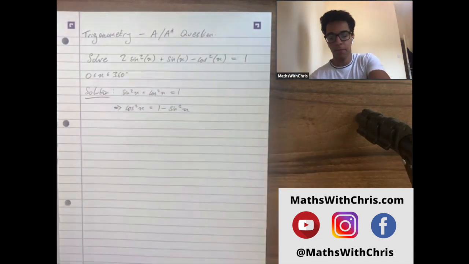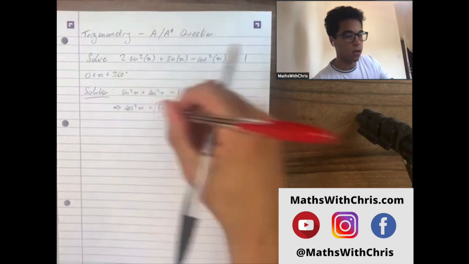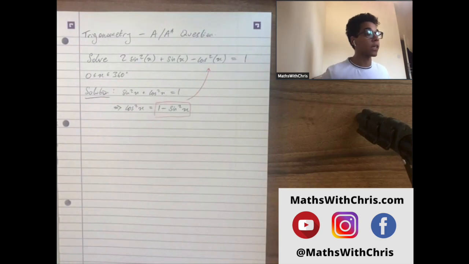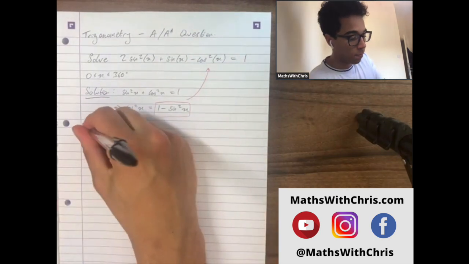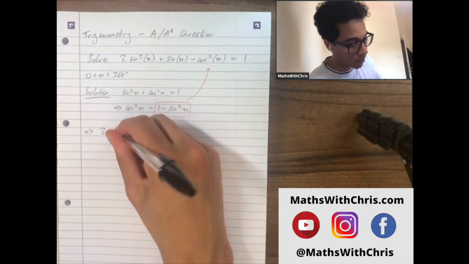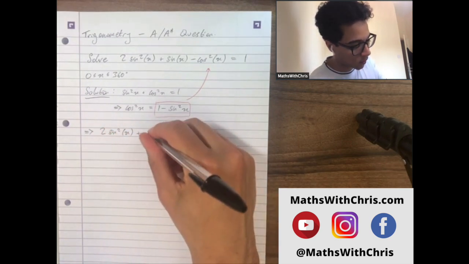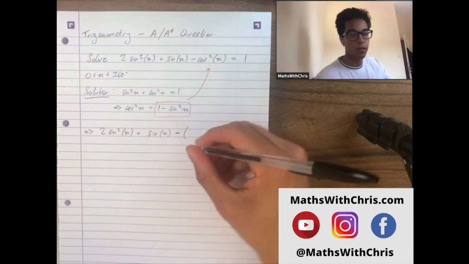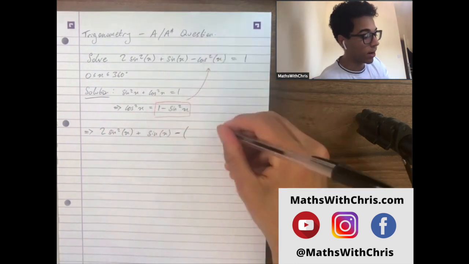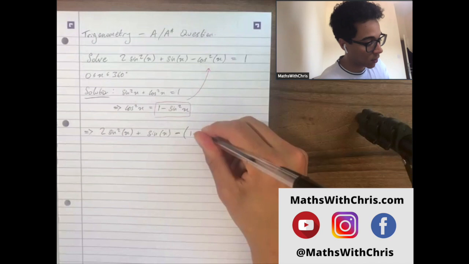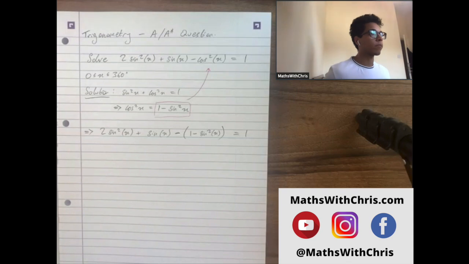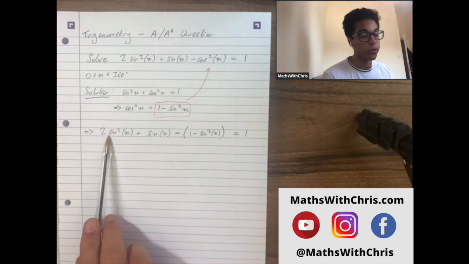So here, we're going to sub in up here into our equation, and that's going to give everything in terms of sine. So that means we get 2 sine squared of x plus sine of x minus, and now you need to be really careful with your brackets. So many people could slip up here. So in brackets, 1 minus sine squared of x, and this equals 1 still. Okay, so now it's all in terms of either sine or sine squared.